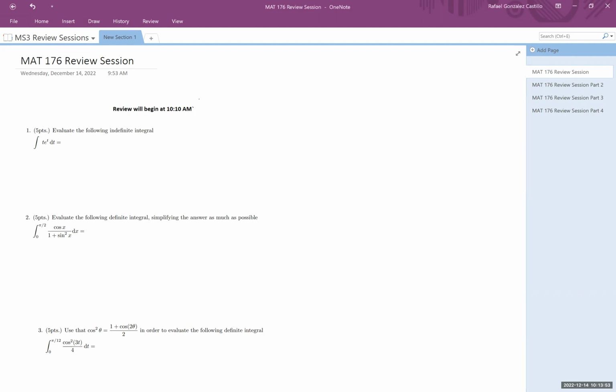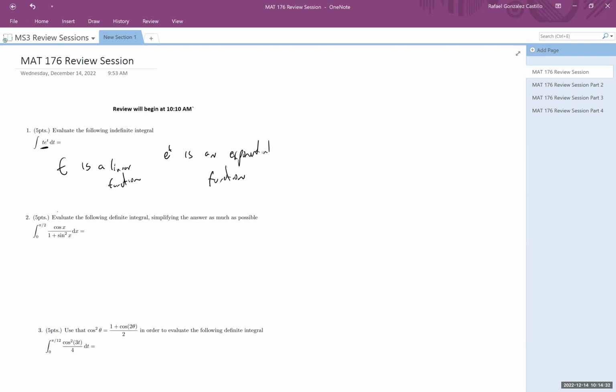And let's begin. So the first problem on the example final asks us to evaluate the following integral. That integral is the indefinite integral t times e to the t dt. Now here, the first thing you have to realize is that t is a linear function by itself, and e to the t is an exponential function. Those are the first two things that you should notice.